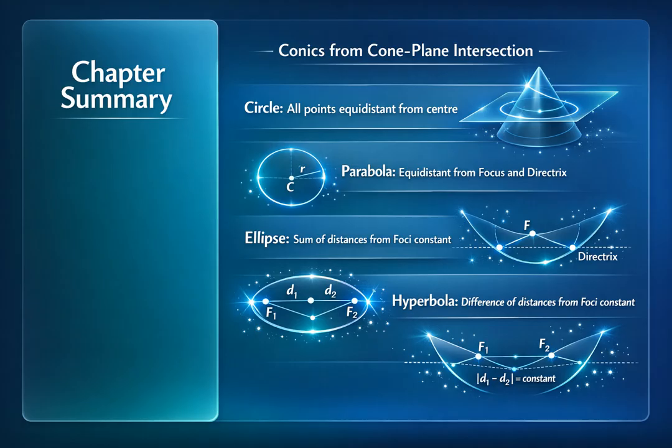An ellipse has points where the sum of distances from two foci is constant. A hyperbola has points where the difference of distances from two foci is constant. Each has a standard equation and important properties.